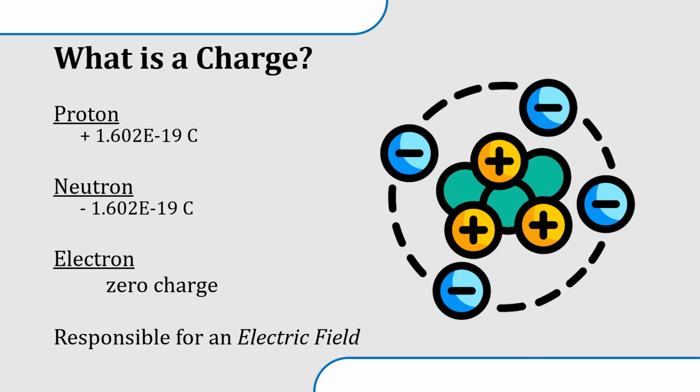Now for protons, that's positive, and for electrons, that's negative. And 1 coulomb represents the amount of charge transported by a current of 1 ampere in 1 second. So it represents a specific quantity of electrons. To wrap this slide up, charges are responsible for electric fields, and we'll get more into this later on.